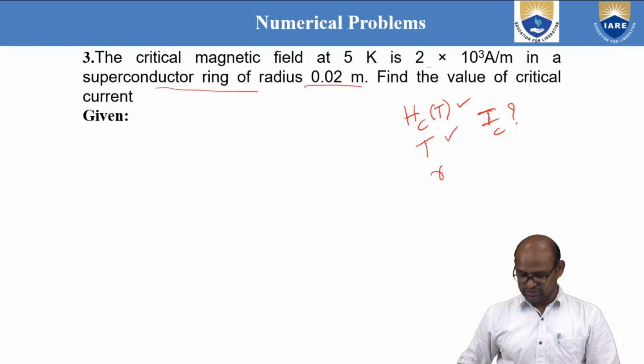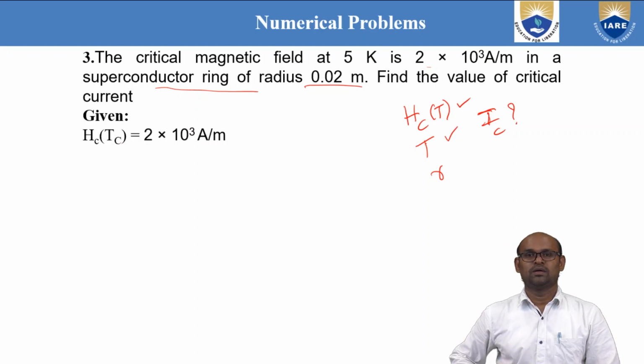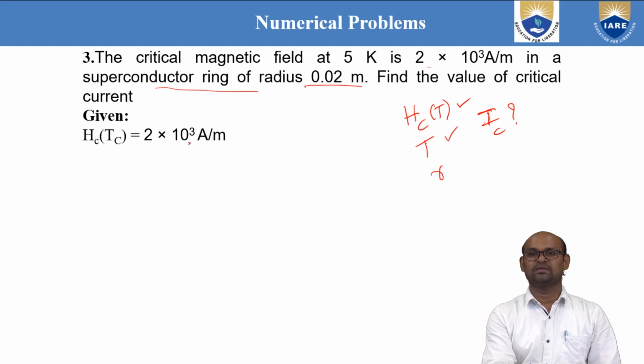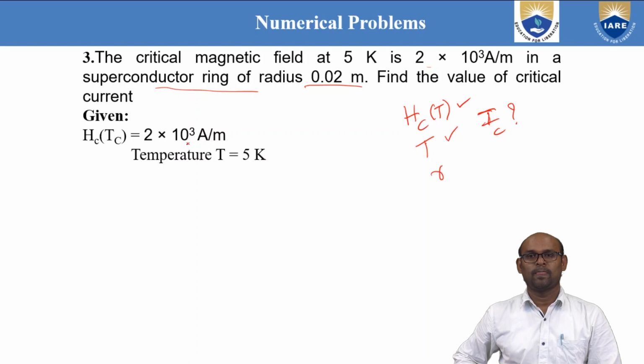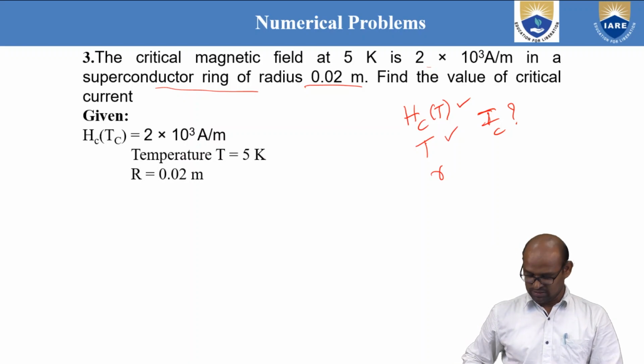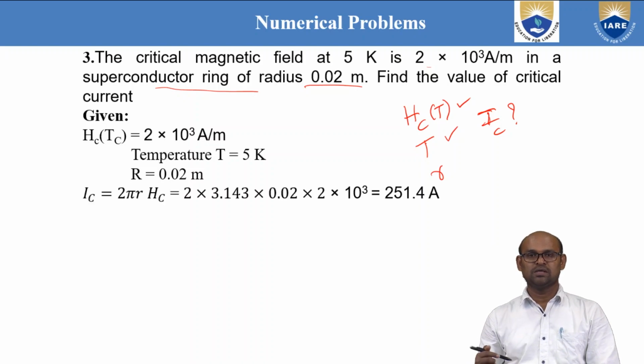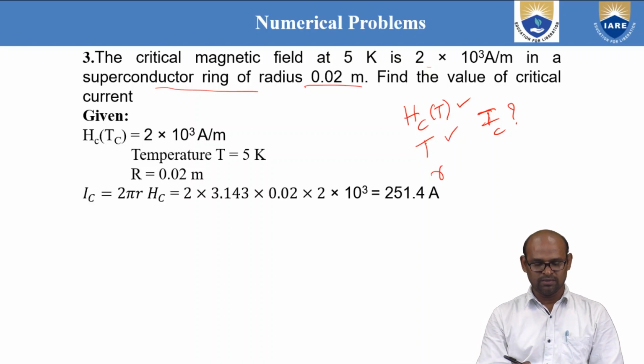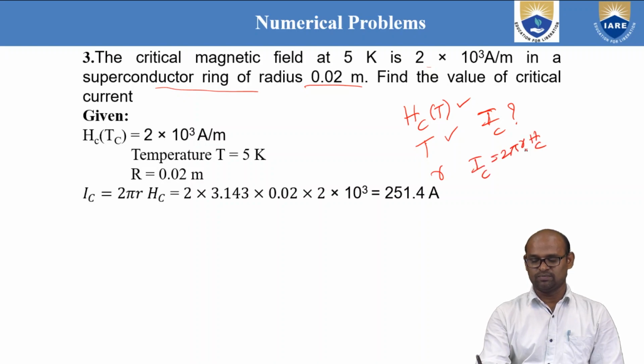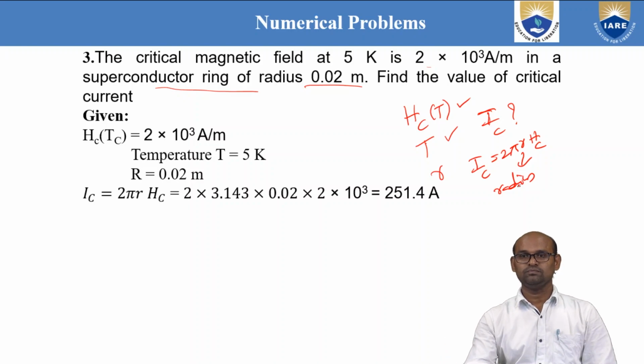Okay. So I will start with the given. They have given the critical field is 2 into 10 power 3 ampere per meter. Temperature is given as 5 Kelvin. Radius is given as 0.02 meters. Using this equation of current, IC is equal to 2 pi R into HC, where R is the radius.